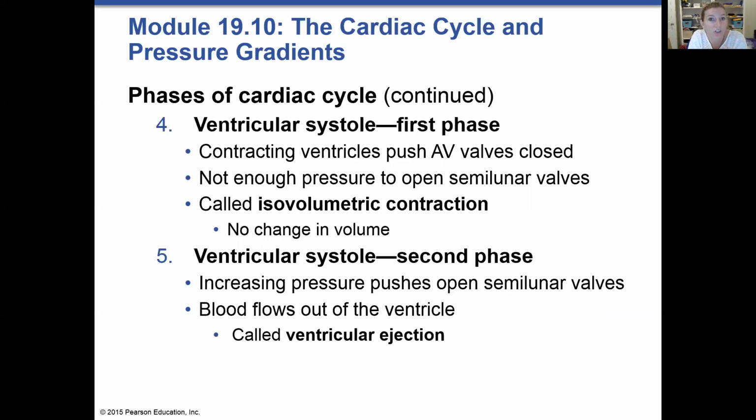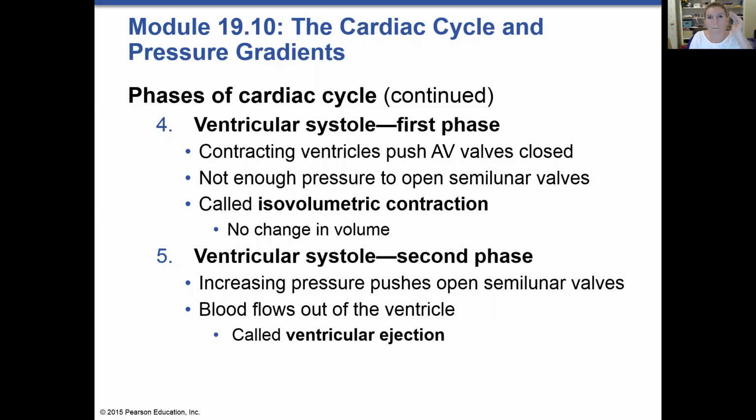Then you have the ventricular systole. The first phase of ventricular systole is actually kind of like an isovolumetric contraction. So here, imagine building up tension and building up pressure. No actual change in volume happens, hence the word isovolumetric, right? But what we have here is this buildup of pressure. All the valves are closed at this point. The AV valves and the semilunar valves are closed.